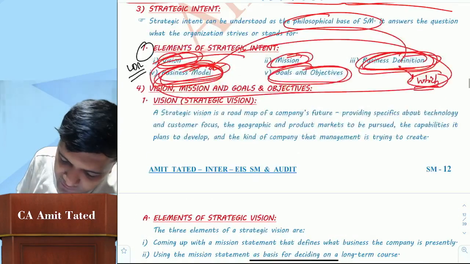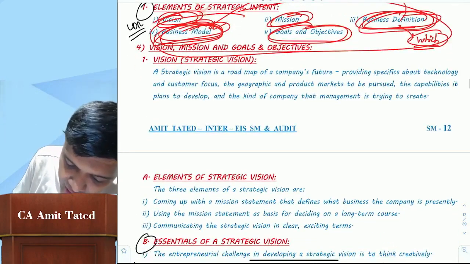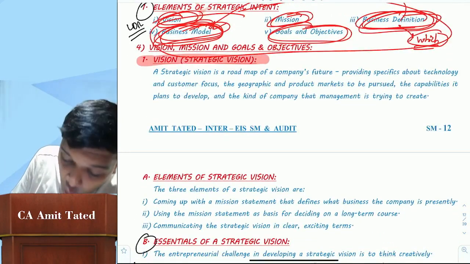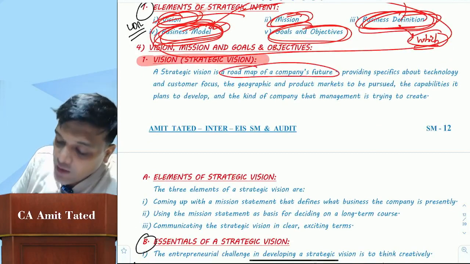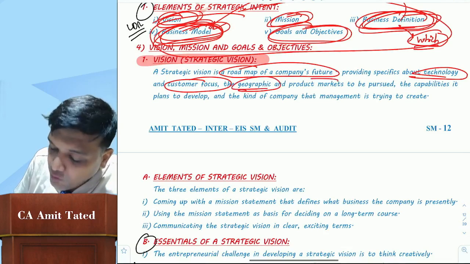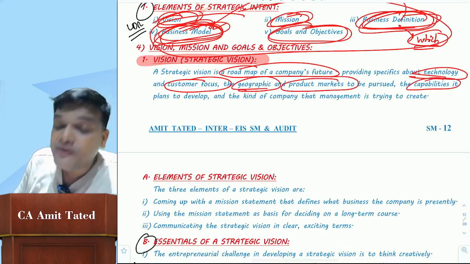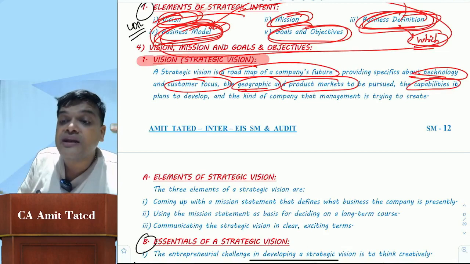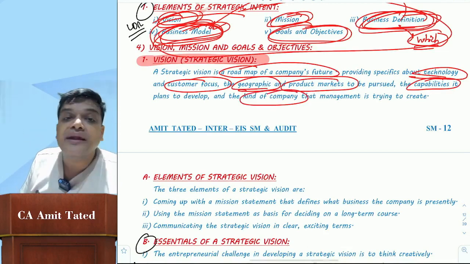Okay, it's coming to the point of vision. First point is strategic vision. Now please understand, vision means what? A roadmap of the company's future. What technology we need to be, what customer we need to be, what geographic area we need to be, what markets we need to be, what capabilities we need to develop, core competency, what kind of company I need to create, that is called a vision.